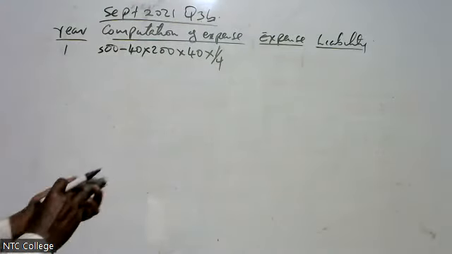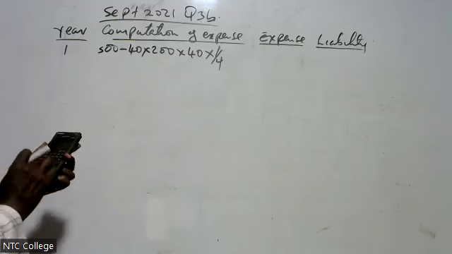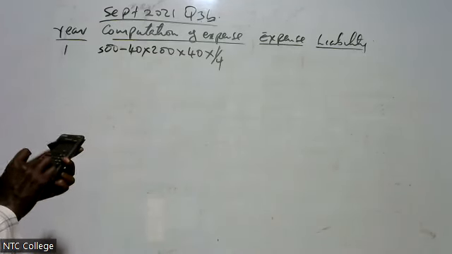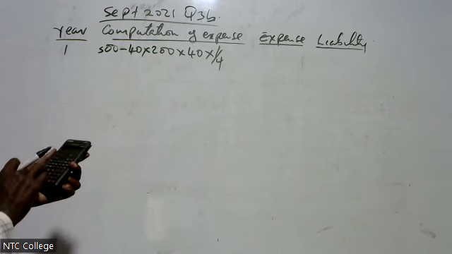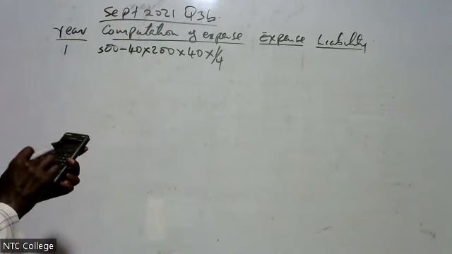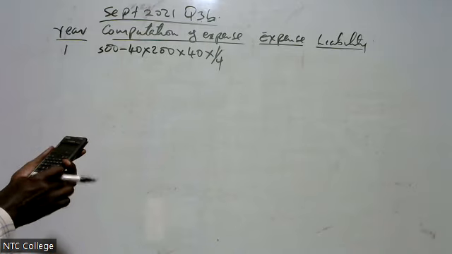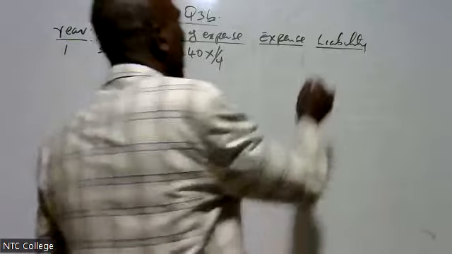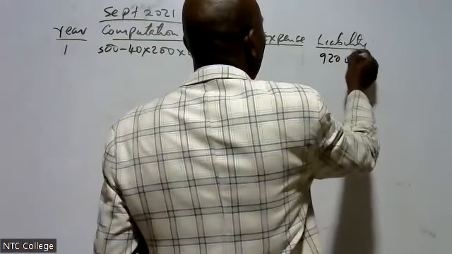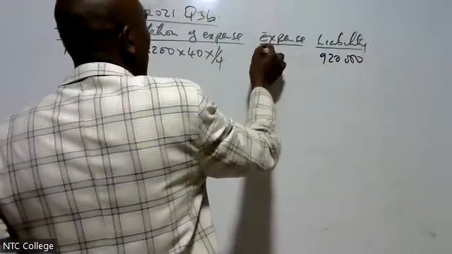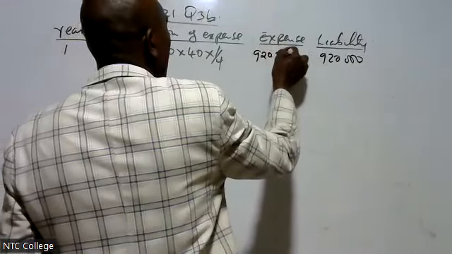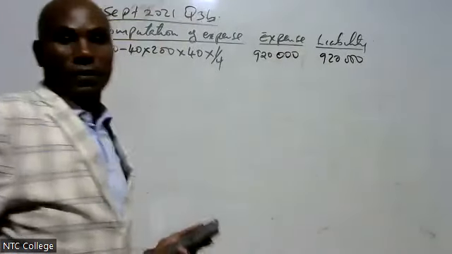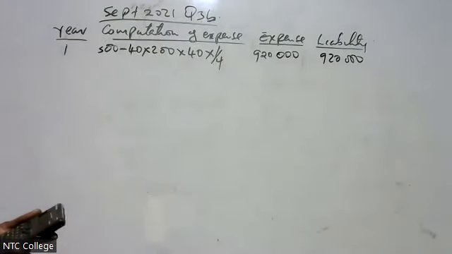Then we quickly find that it is 500 minus 40, which gives 460, times 200, times 40. Whatever I get, I divide by 4. I'm getting 920 there, in thousands. Therefore, the expense is also 920,000.